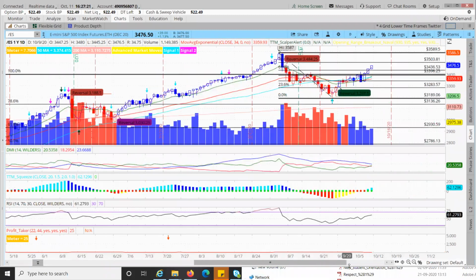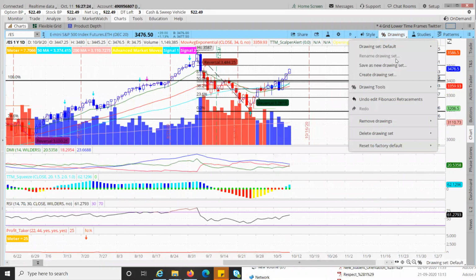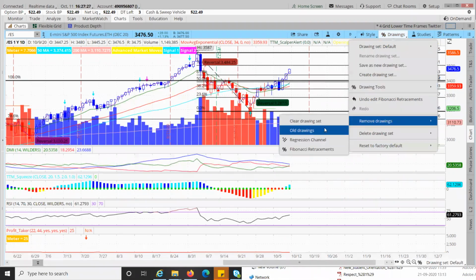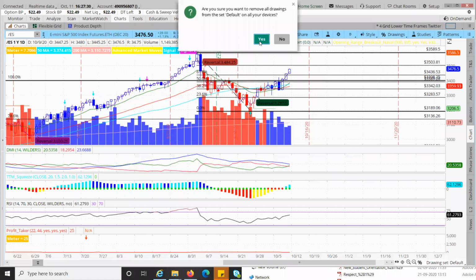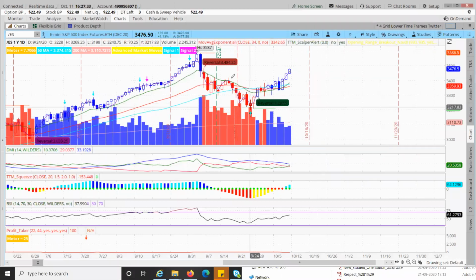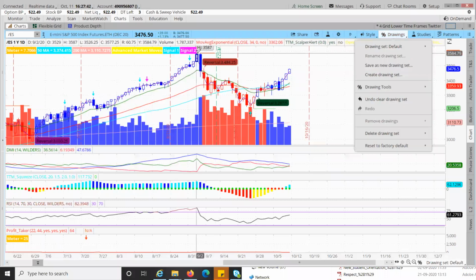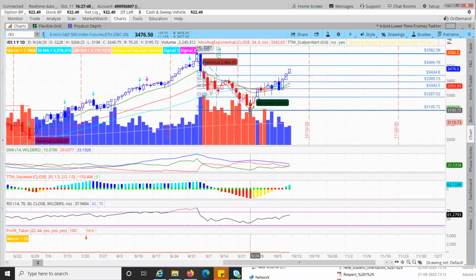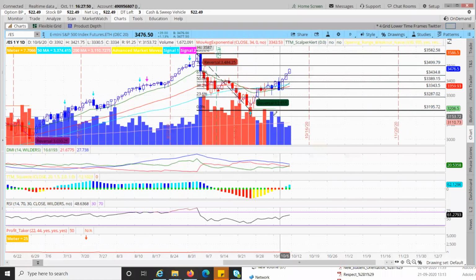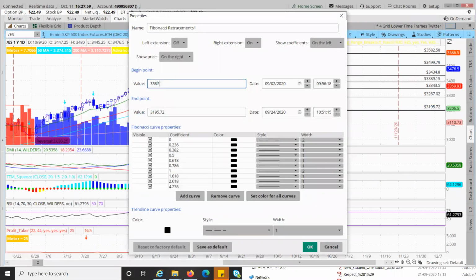Let's take from here. Let me remove the last drawing. Okay. So let me make this. This was 3187, which was the recent high, and this one was 3198. Let me set them up correctly.